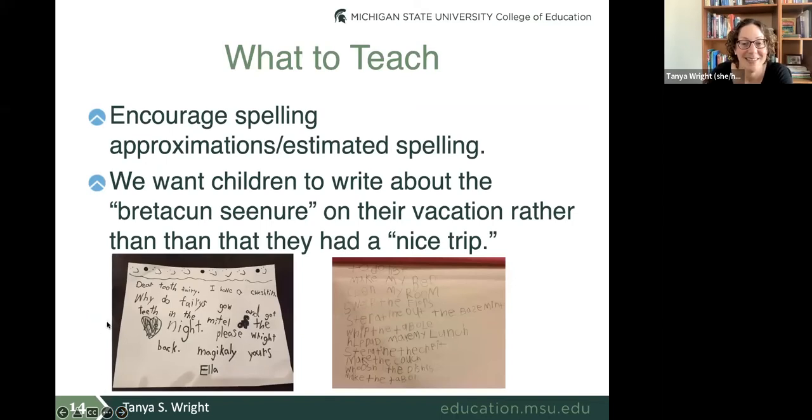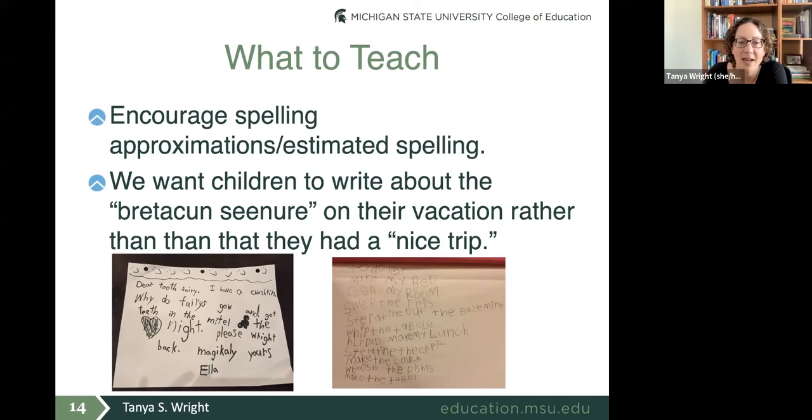What else to teach? Okay. Well, encouraging spelling approximations, or sometimes called estimated spelling. Some people call it invented spelling. That's not my favorite. I think I've told you that before. Is going to help a lot with making sure that kids use some of the new vocabulary that they're learning as part of their writing.